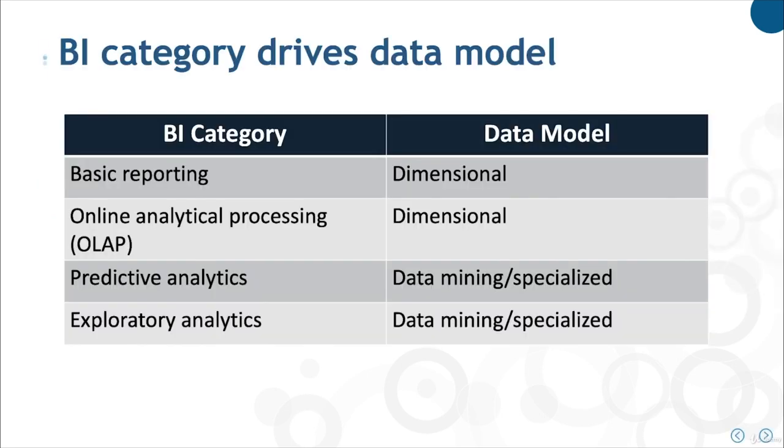Now, having said that, the specific category of business intelligence that we're going to embark on is actually going to drive the data models, or the way in which we actually organize our data. So if you think about the categories of business intelligence, think of it as basic reporting and online analytical processing or OLAP. Really, that's where dimensional modeling, the things that we'll talk about for the remaining part of this course, come into play.